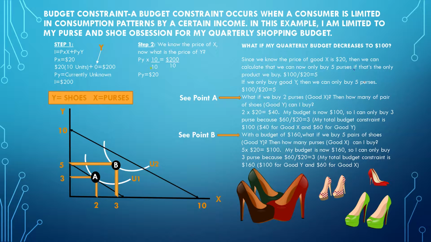Let's see point B. With a budget constraint of $160, what if we buy 5 pairs of shoes, which is product Y, or good Y? Then how many purses, or good X, can we buy? Here's how you solve. 5 times $20, which is the cost of the product, means we're paying $100 for good Y. My budget is now $160, so I can buy only 3 purses because the $60 that remains divided by the cost means that I can only buy 3 purses. My total budget constraint is $160. We're paying $100 for good Y, which are my shoes, and we're paying $60 for good X, which are my purses. These are 2 scenarios. Very simple.